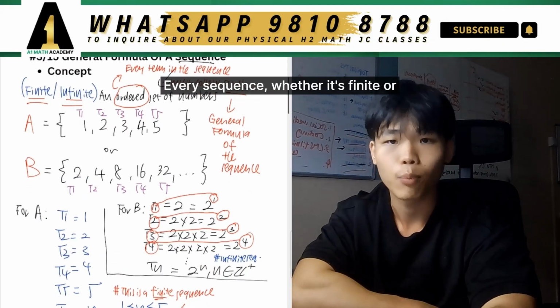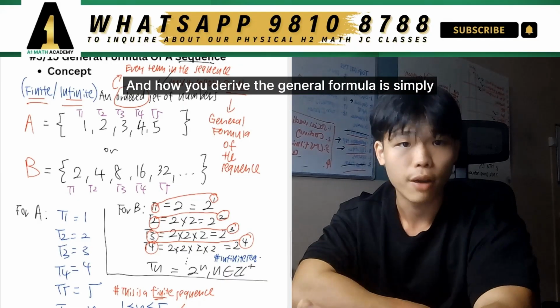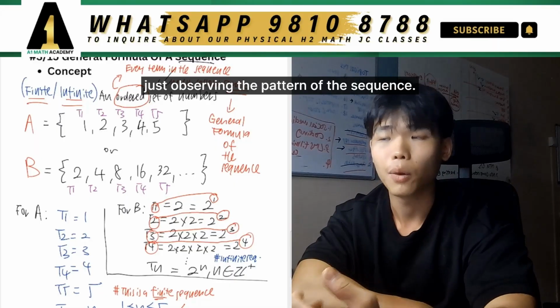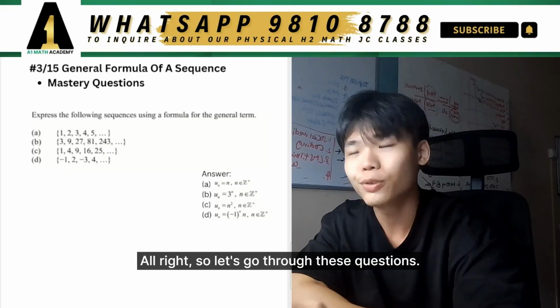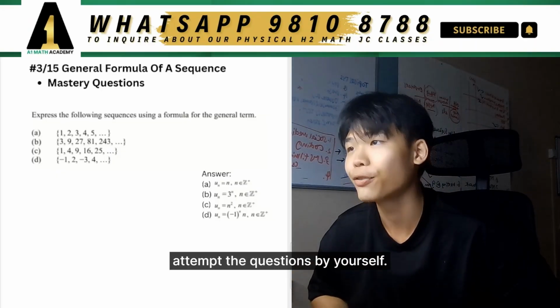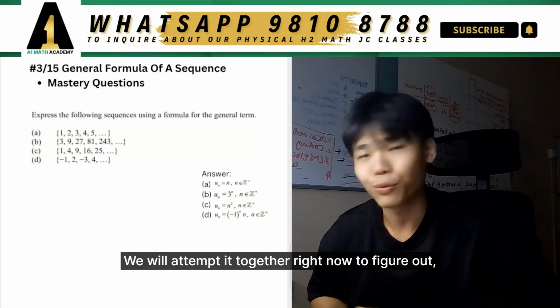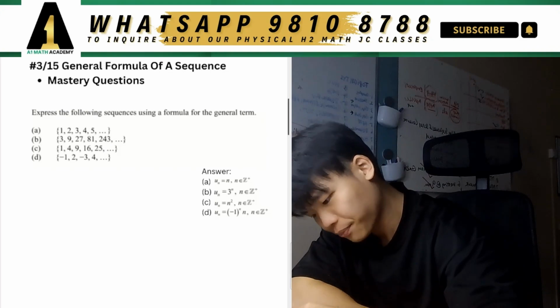Every sequence, whether it's finite or infinite, has its own general formula, and how you derive the general formula is simply just observing the pattern of the sequence. Okay, alright, so let's go through these questions. Make sure to pause this video to attempt the questions for yourself. We will attempt it together right now to figure out how do we derive the general formula of a sequence. Now, let's start with A. A is the most straightforward.